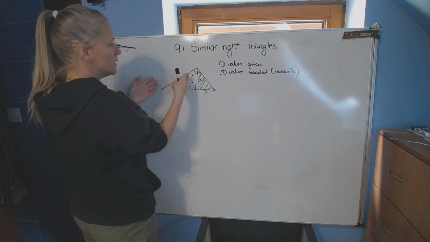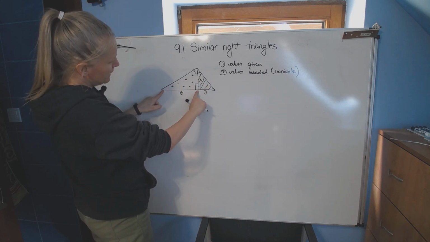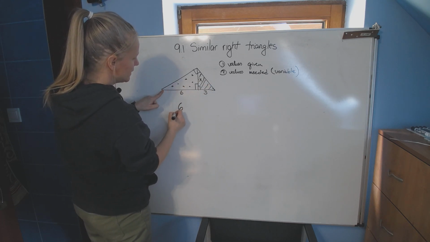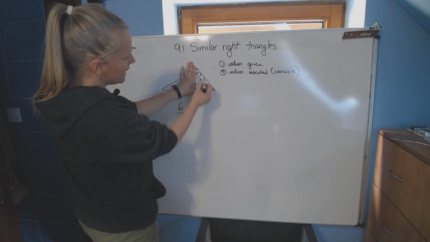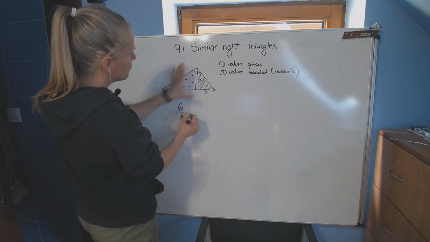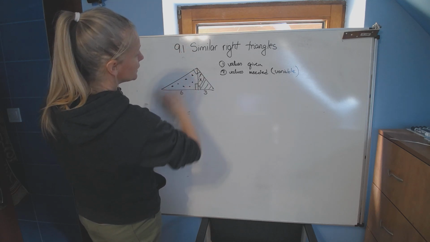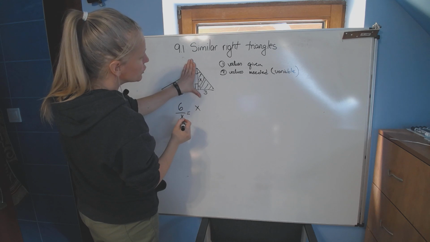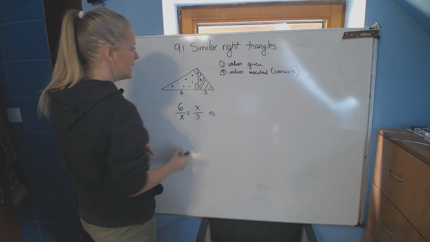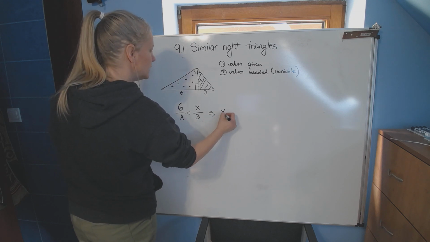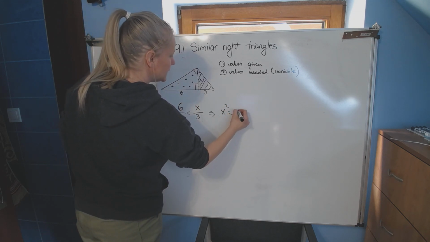I'm going to start with the larger triangle over the smaller triangle. And what do I know? I know the longest leg, which is 6, over, in the striped triangle, which one is the longest leg? X. Should equal the shorter leg in the dotted triangle, which is X, over the shortest leg in the striped triangle, which is 3. I'm going to do the cross multiplication. X squared, X times X, equals 6 times 3, which is 18.